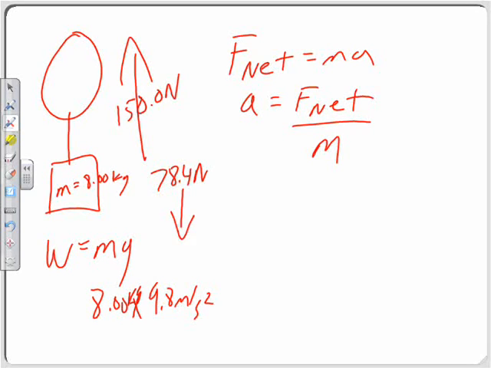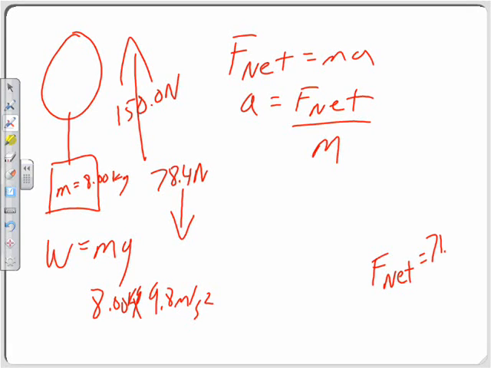That weight always acts down. So we have 150 newtons acting up and 78.4 newtons acting down. If we subtract those two from each other, we end up with a net force of 71.6.